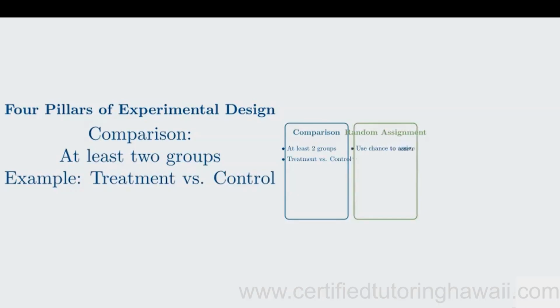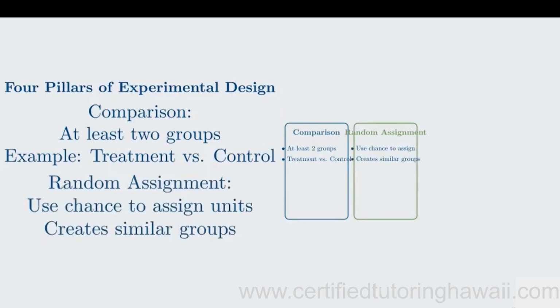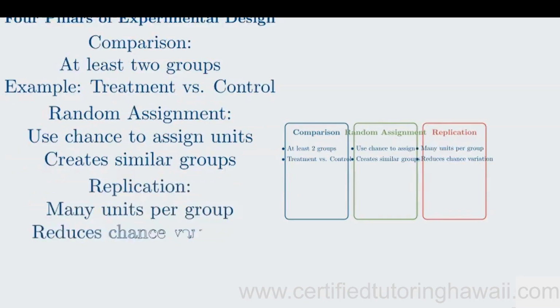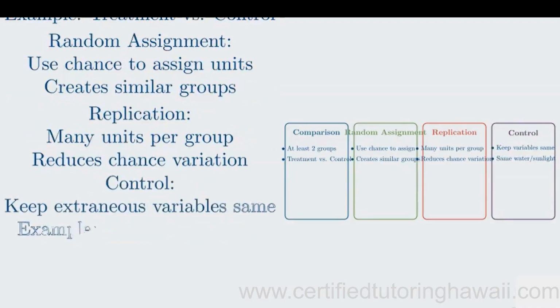Second is random assignment. This means using a chance process, like a random number generator, to assign experimental units to treatments. This helps balance out variables we might not even be thinking about. Third is replication. This doesn't mean repeating the whole experiment later. It means using enough experimental units in each group so that any individual differences among the units average out. Finally, we have control. We want to keep potential extraneous sources of variation the same for all groups. If we are testing plant food, we should make sure all plants get the same amount of water and sunlight.